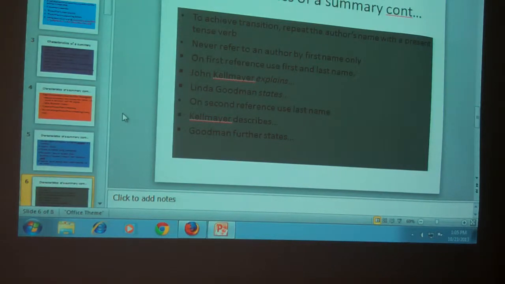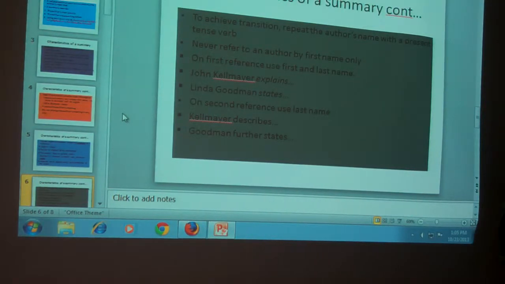To achieve transition, repeat the author's name with the present tense verb. And what that means is that when you transition away from that opening sentence, because it's so important to let the reader know that these ideas are not yours, they're coming from the author of the article, you can repeat the author's name with a different present tense verb.